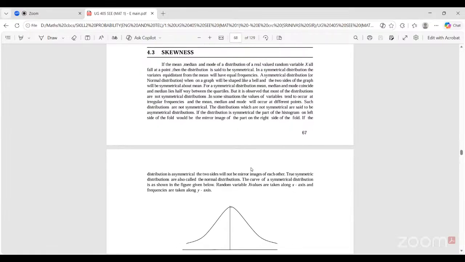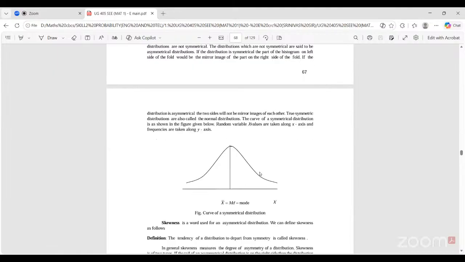But it is observed that most of the distributions are not symmetrical distributions. Sometimes the values tend to occur with irregular frequencies. The mean, median, mode, the measures of central tendency, occur at different points. So distributions are not symmetrical. The distribution which is not symmetrical is said to be an asymmetrical distribution. Therefore, the two sides will not be mirror images of each other.